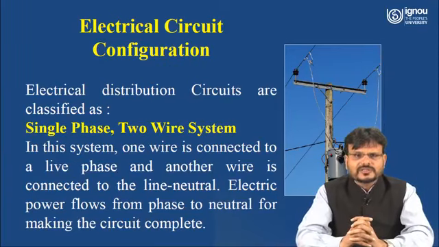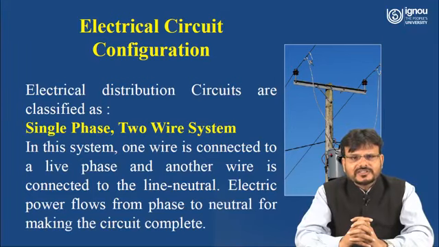Now we have to understand what the different electrical circuit configurations are. In the diagram you can see here, electrical distribution circuits are classified as single phase 2-wire system. In this system, one wire is connected to a live phase and another wire is connected to the line neutral. Electric power flows from phase to neutral to make the circuit complete. So whatever power we are using at our home, that is a single phase wire.